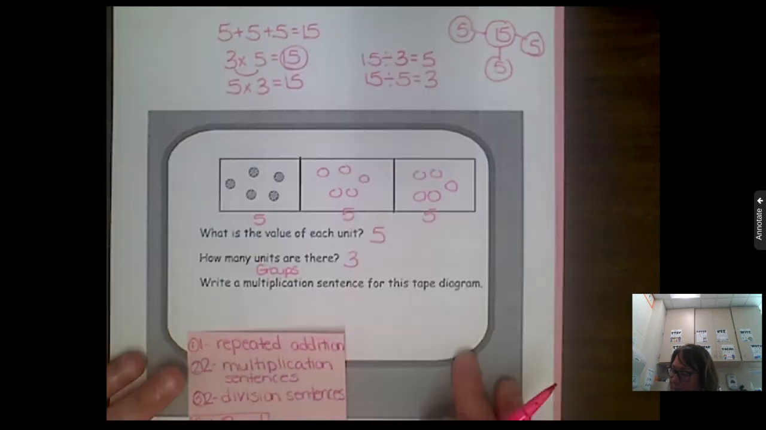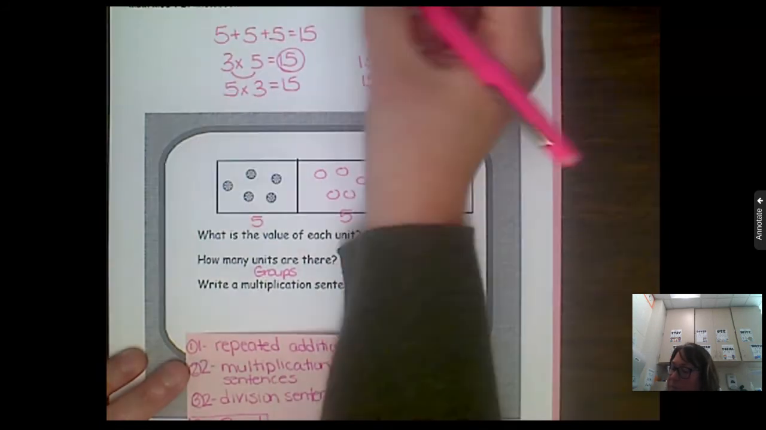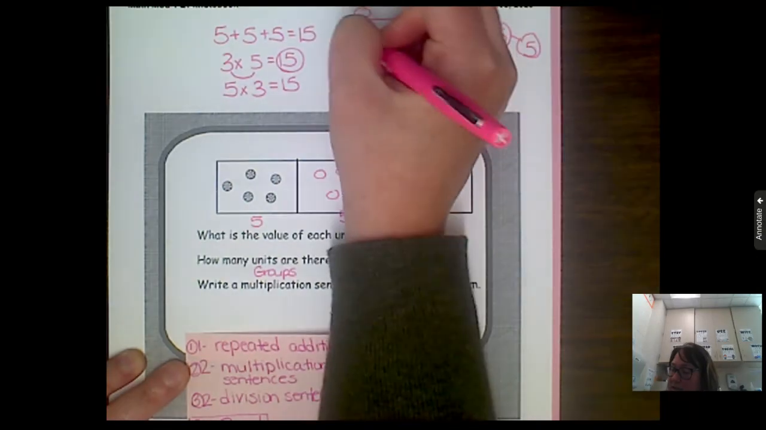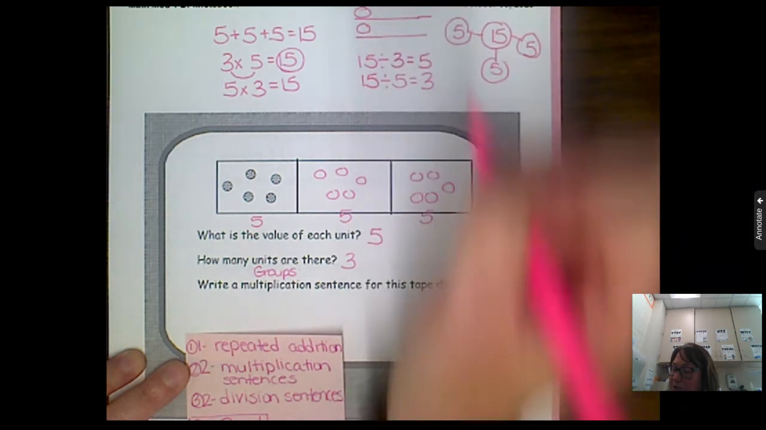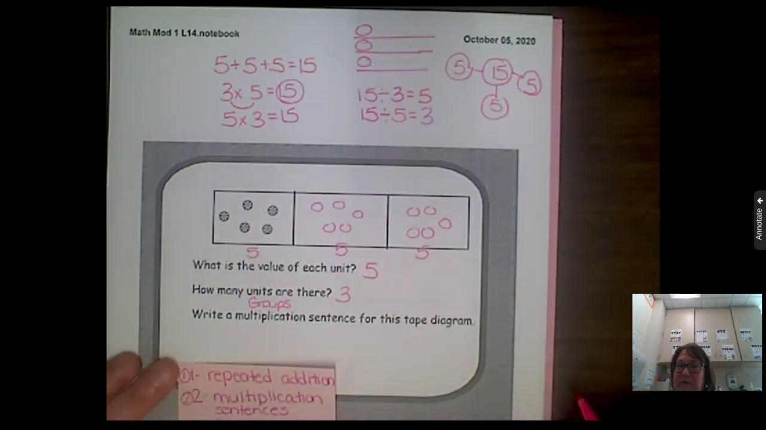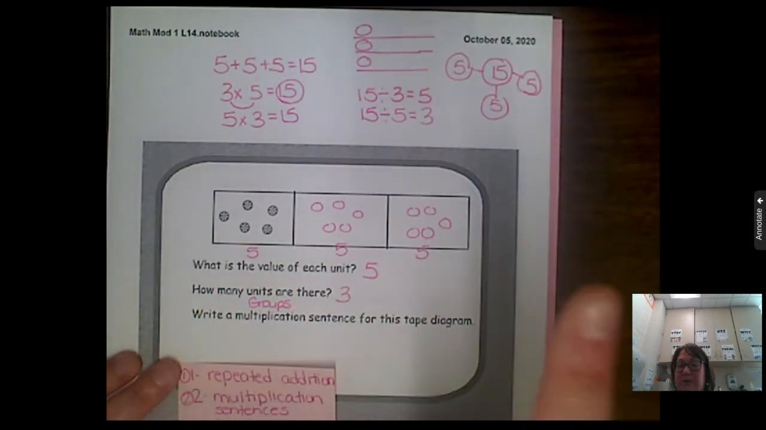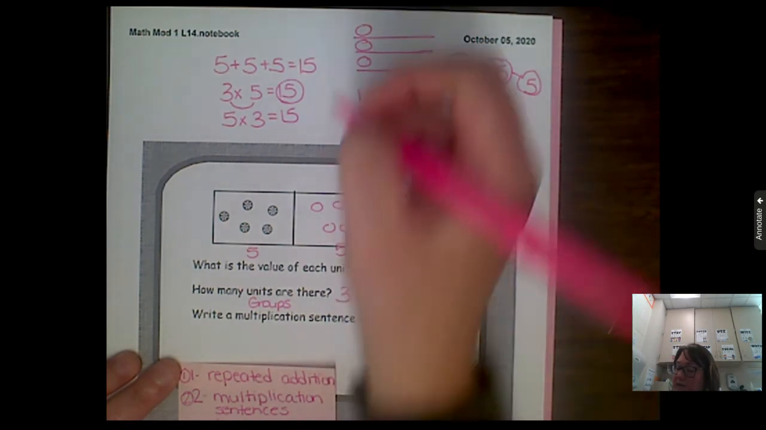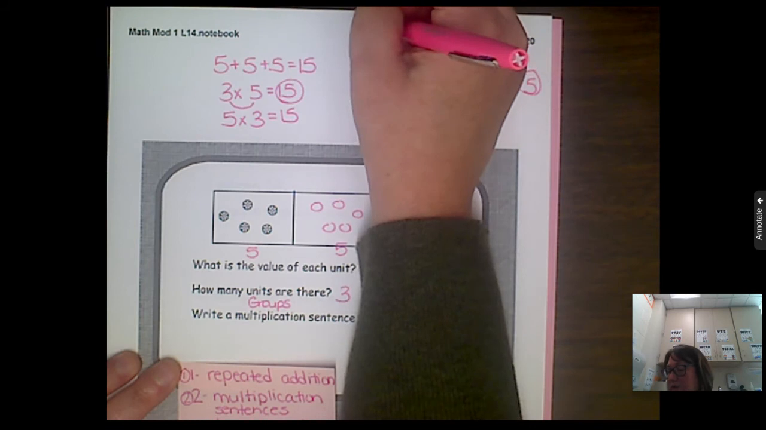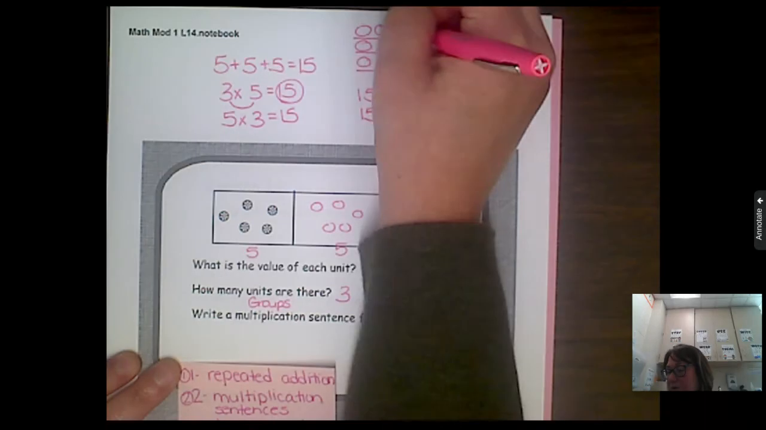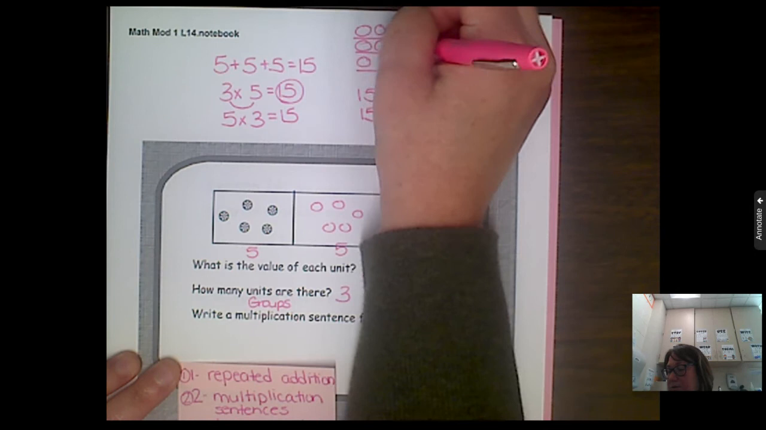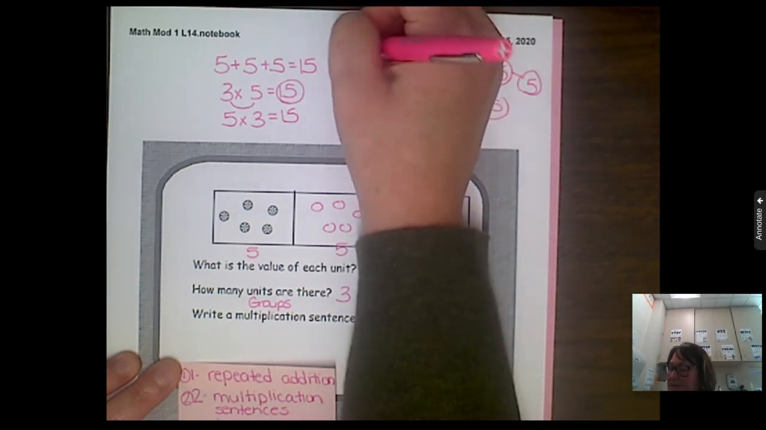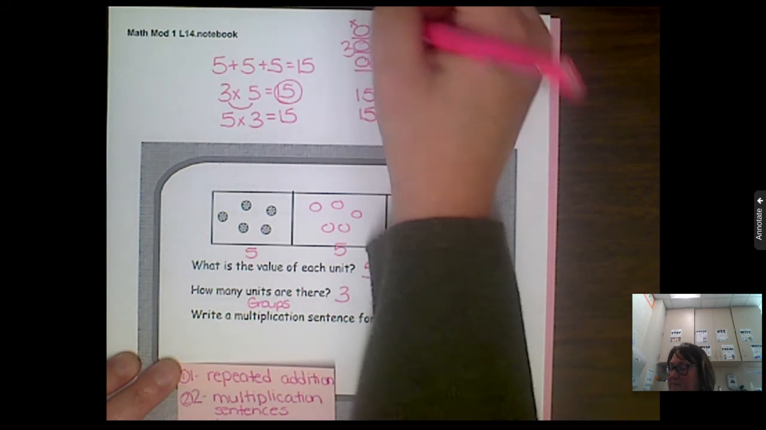Okay, so for the array, since there's 3 groups, there's going to be 3 rows in my array. I'm going to put them on shelves just in case you are still struggling with which way rows go. Remember, rows go this way across, right? So since there's 3 groups, there's 3 rows, and you should have put 5 in each row. So 1, 2, 3, 4, 5. 1, 2, 3, 4, 5. 1, 2, 3, 4, 5. Okay, so 3 rows times 5 in each row.